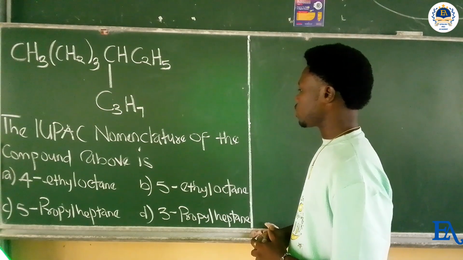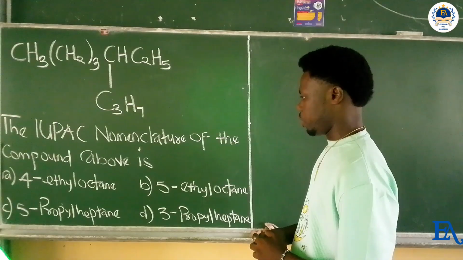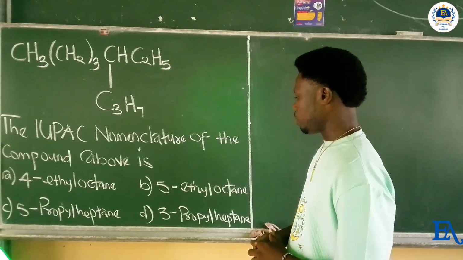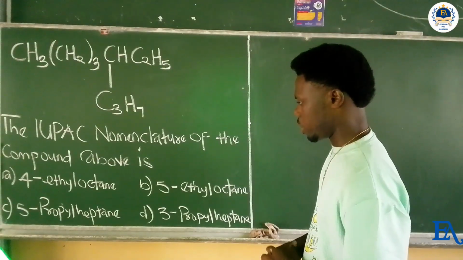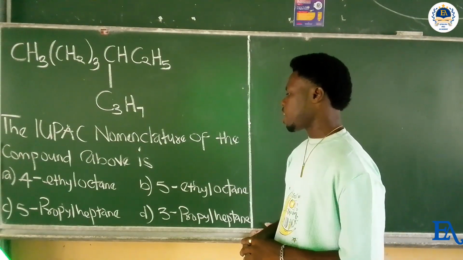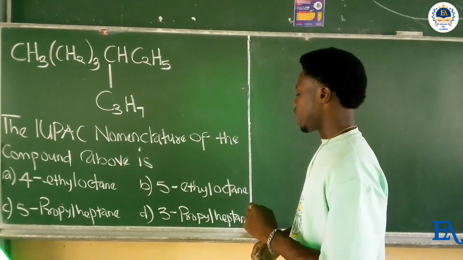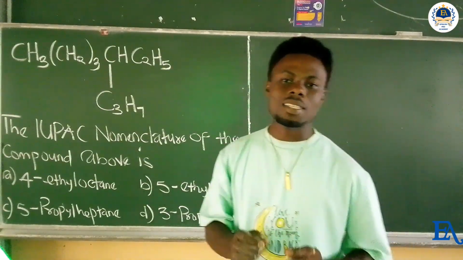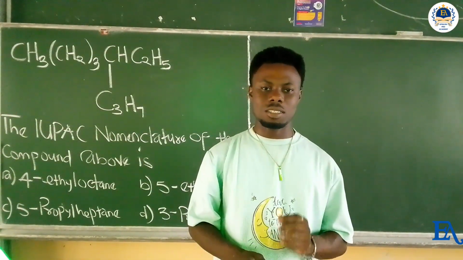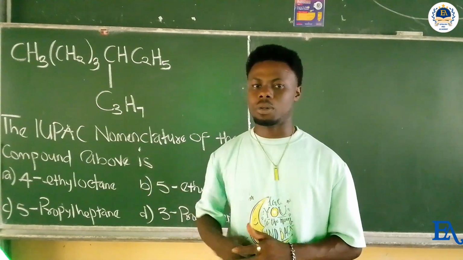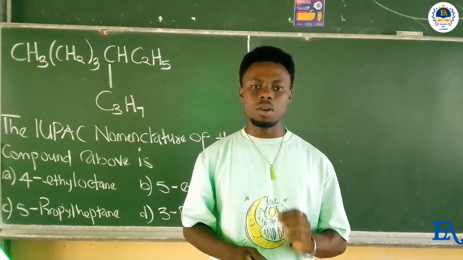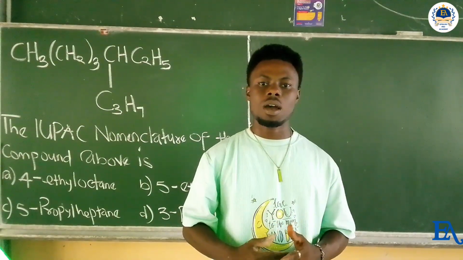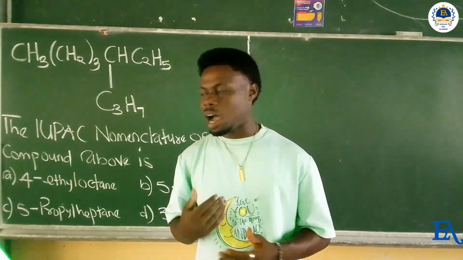The IUPAC nomenclature of the compound above is option A, 4-ethyl octane; B, 5-ethyl octane; C, 5-propyl heptane; and D, 3-propyl heptane. Before we can answer this question, first we have to analyze the structure on the board. The structure is given in a condensed form, so we have to write it into a full structural display form. How do we do that?